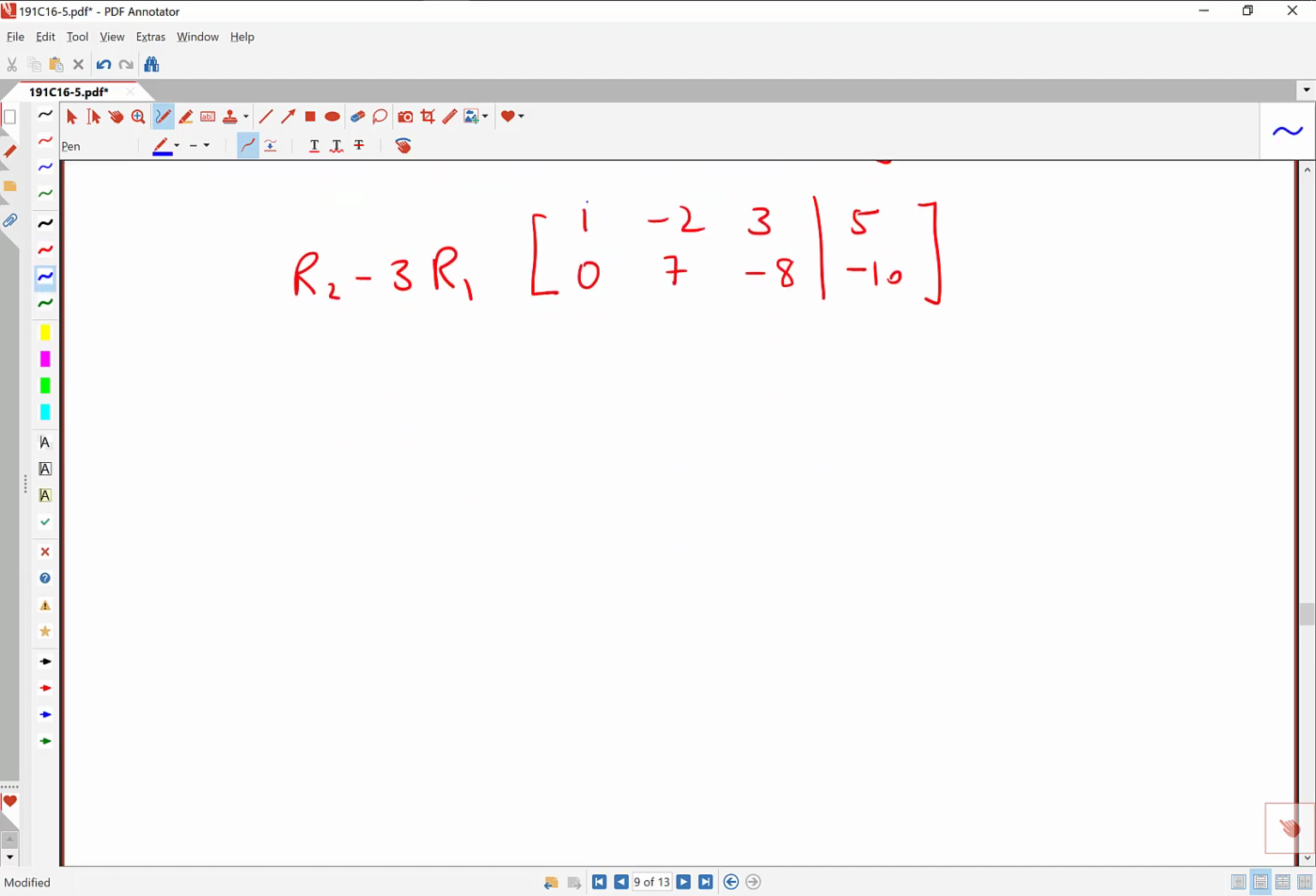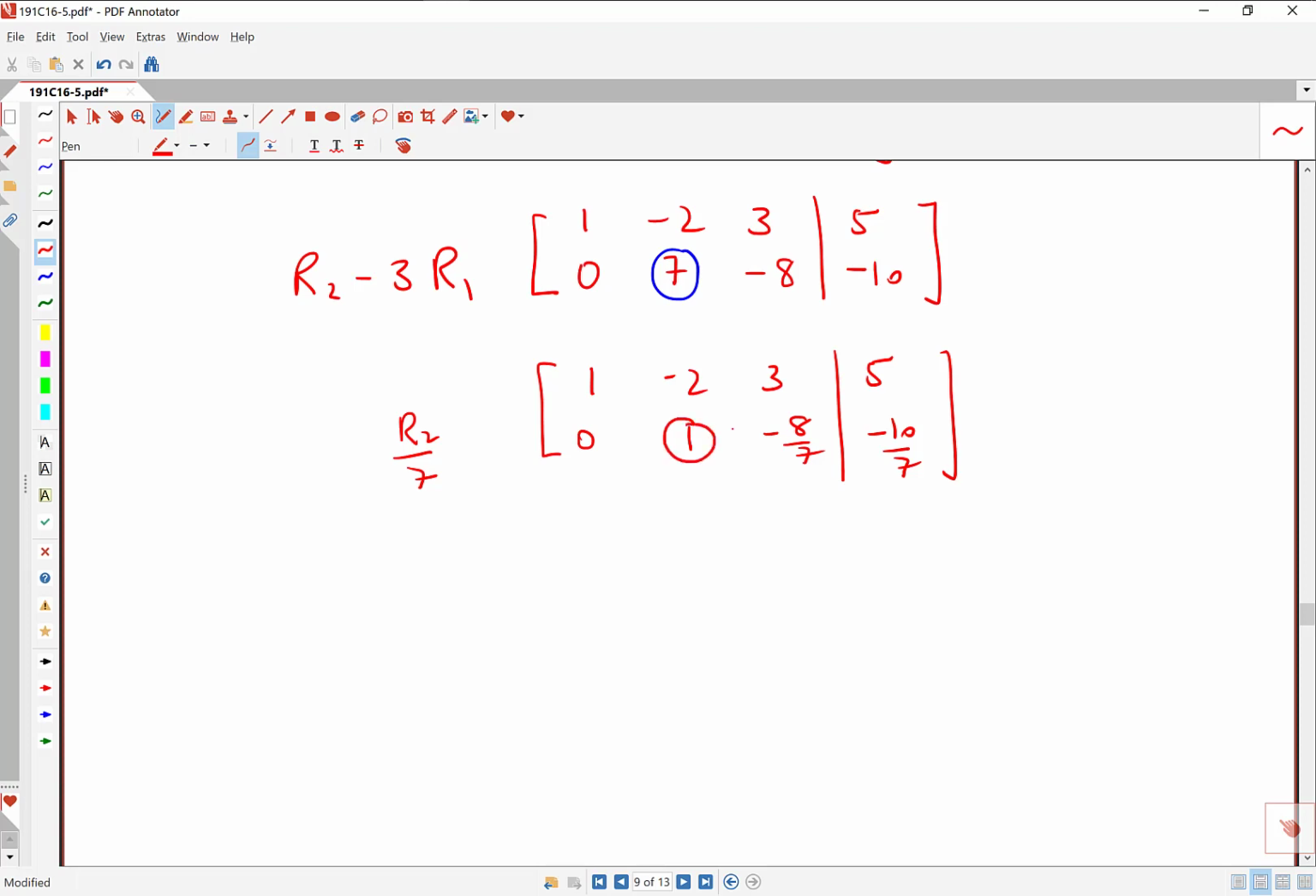And then let's move from our previous pivot down and to the right. And so this 7 is going to be the location of our next pivot. So let's take row 2 and divide it by 7. So we'll have 0, 1, negative 8 over 7, and negative 10 over 7. And our top row can just get recopied there.